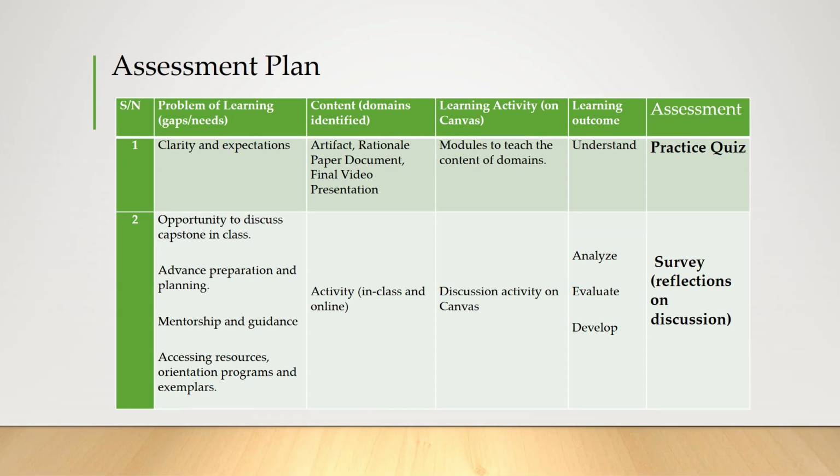The assessment plan was done based on how I categorized the problem of learning. I categorized the learning needs into two. Firstly, I designed content to teach learners about the components of the artifact, the rationale paper document, and the final video presentation. The learning outcome was for students to understand the various components, therefore giving more clarity of the capstone expectation. Students can assess themselves by measuring their understanding of the clarity of expectation of the capstone by answering practice quiz questions.